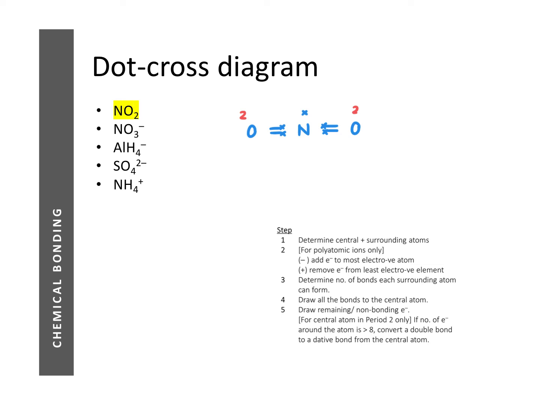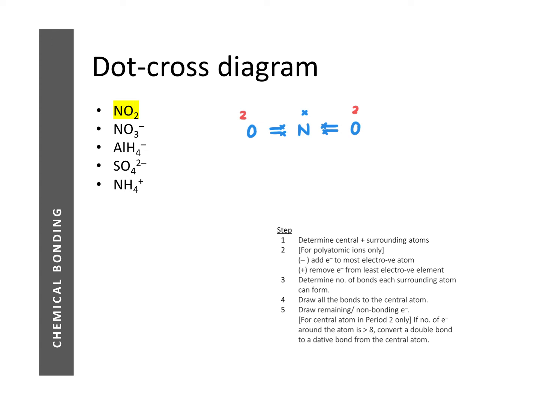Now at this point in time, you may find 2 things that contradict whatever you have learned so far. Number 1 is that the central atom can only have 8 electrons. So if you look at nitrogen, nitrogen has 9 electrons surrounding it, right? And that is a problem because nitrogen is in period 2. In period 2, there are no d orbitals to expand beyond 8 electrons.